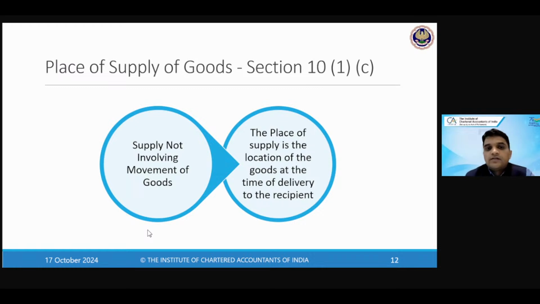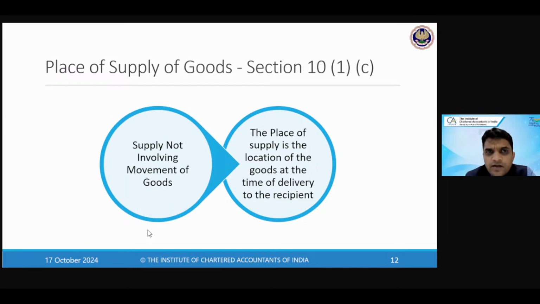Sir, one small doubt. Suppose I am an unregistered buyer of a car, and you are the owner of a car showroom. Your showroom is in Jaipur, and I am staying in Gujarat. So, sir, if I come to your showroom and purchase a car, then the place of supply will be Jaipur. Correct. And sir, if I am a registered buyer, then the place of supply will be Gujarat?